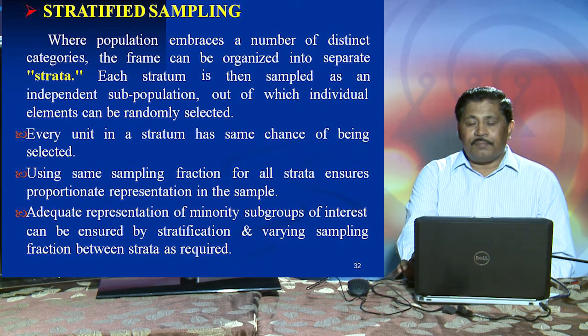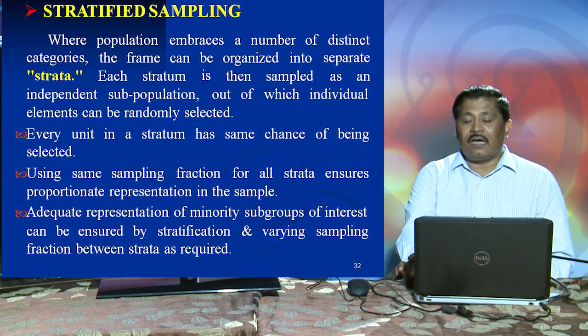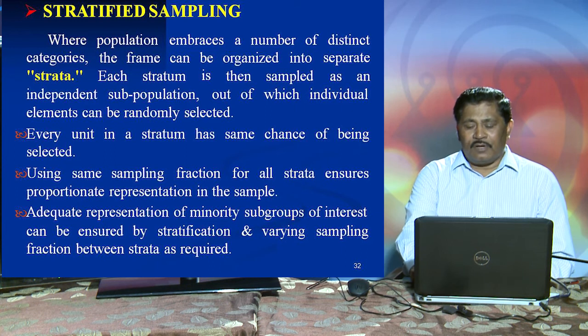Adequate representation of minority subgroups of interest can be ensured by stratification, and varying sampling fractions between strata are used as required. So, stratified sampling is very important. This is important because stratified sampling is most commonly used in research, as in this we divide the heterogeneous population into homogeneous subgroups, and for each subgroup we select a simple random sample.